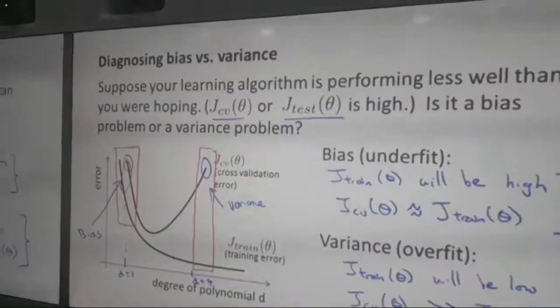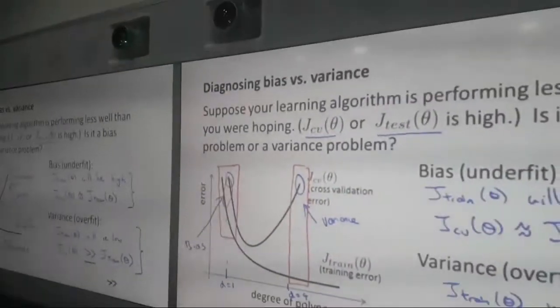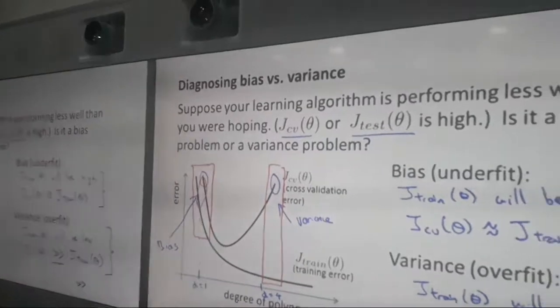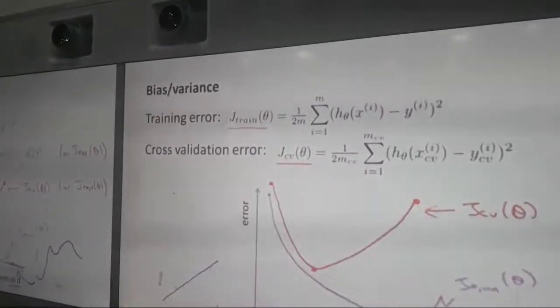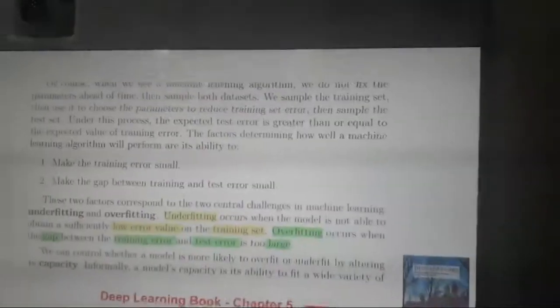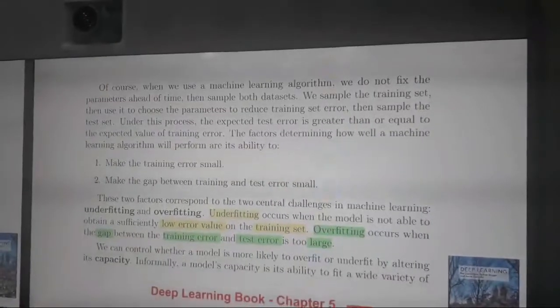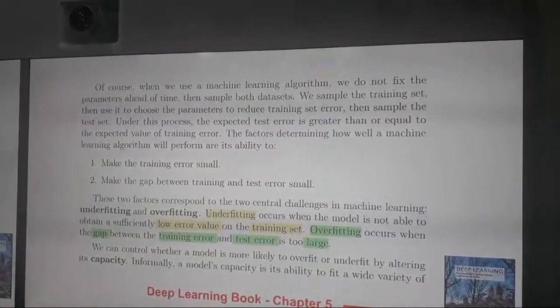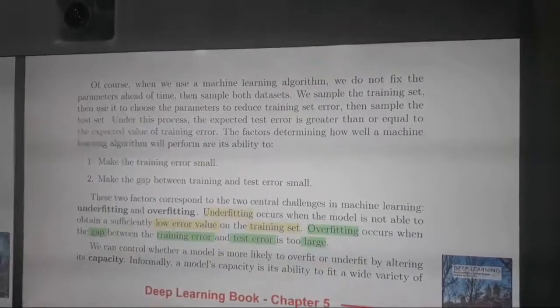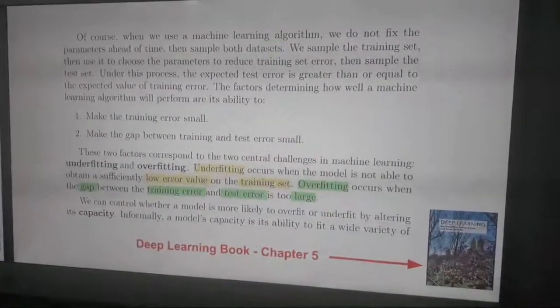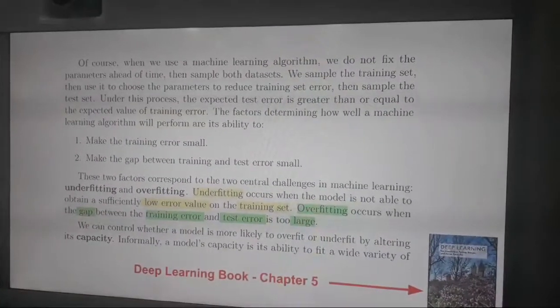If the gap between these two things is large, what is it telling us? We are fitting. For the other one, he said underfitting, of course, when the model is not able to obtain a sufficiently low error value. This is how I'm going to explain this.